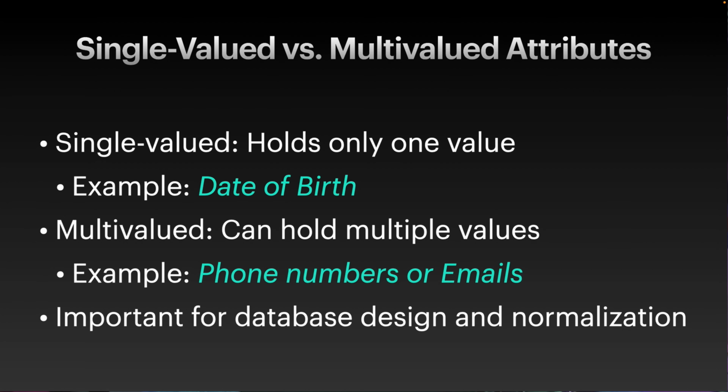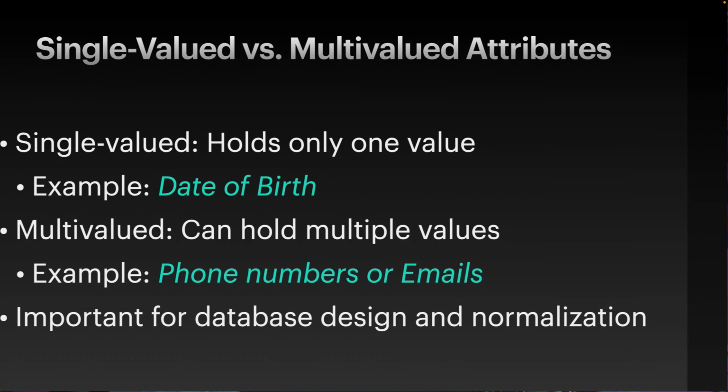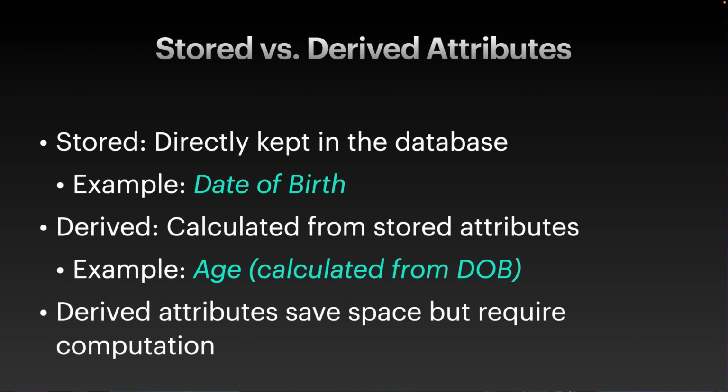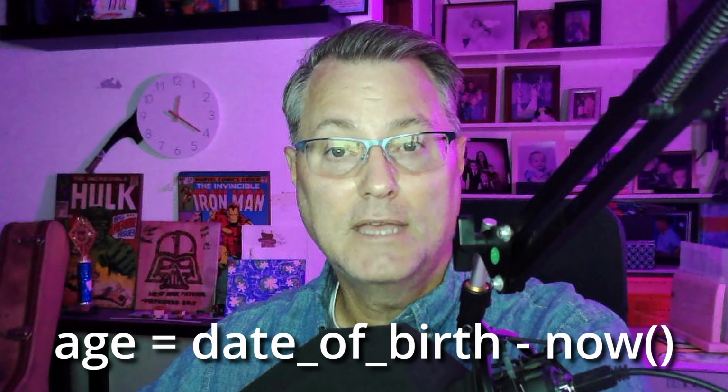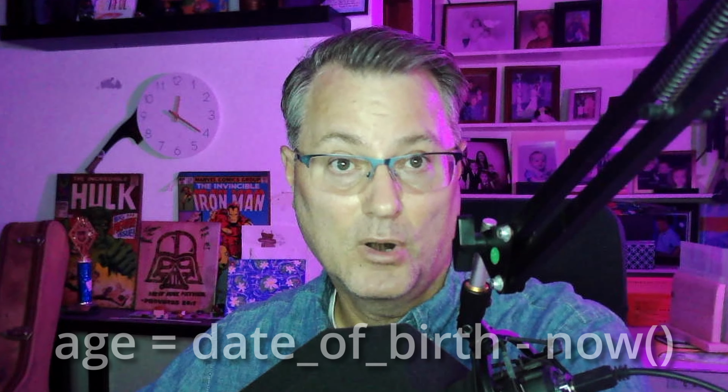Single-valued attributes hold just one value, like a date of birth. Multivalued attributes hold multiple values, like a list of phone numbers or email addresses. Then we have stored versus derived attributes. A stored attribute is kept directly in the database, like a date of birth. A derived attribute is calculated from the stored values. For example, age can be derived from date of birth.